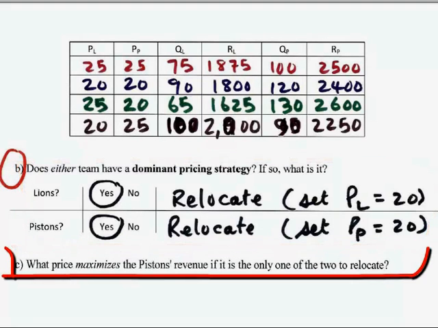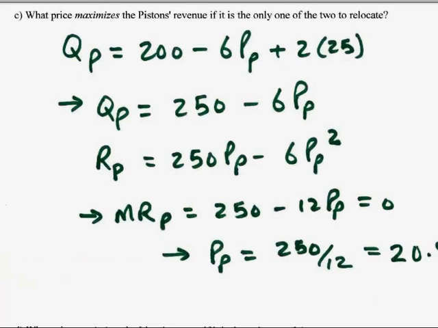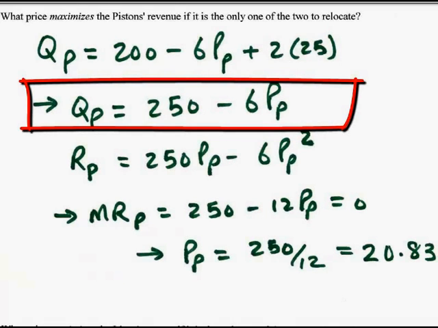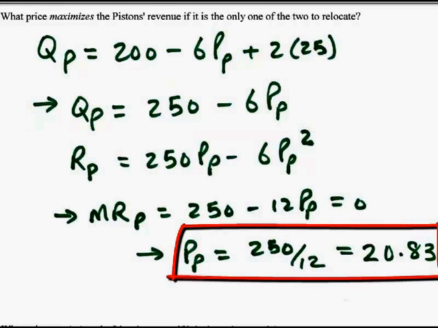We now need to answer the question, what price will maximize the Pistons' revenue if it's the only one of the two to relocate? And we plug the price of 25 in for the Lions, and then we try to calculate what price the Pistons should charge. So we simplify QP equals 250 minus 6 PP. We differentiate the revenue function to get marginal revenue, set equal to 0. We obtain the revenue maximizing price for the Pistons of 20.83.